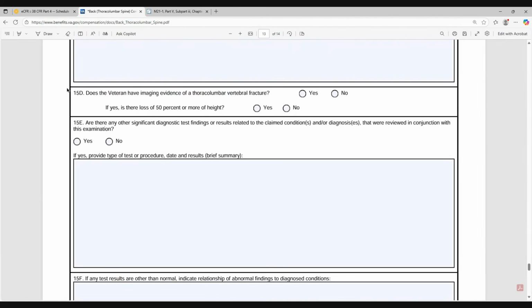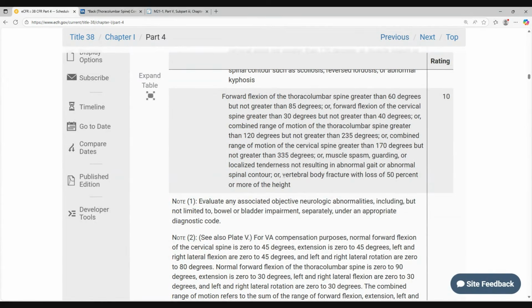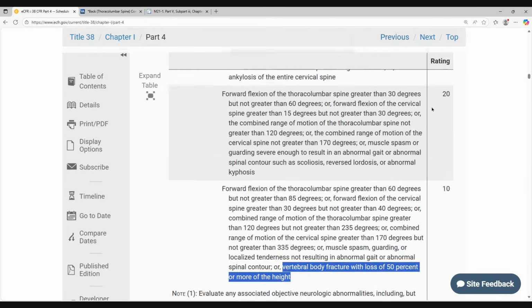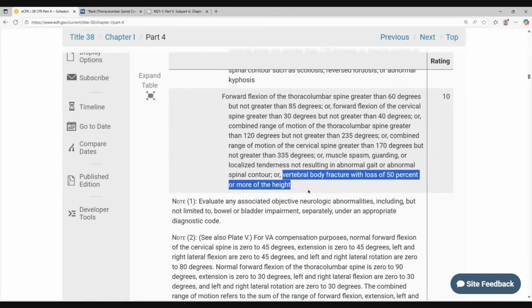This one right here, if you remember, 15D is the question that gets asked for 10% for this one. Which I find to be odd, that a vertebral fracture with loss of 50% or more of your height is only 10%. Like that would be crazy. I don't think it's height of the overall person. It might be height of the vertebral body, where the vertebra is half as big as what it was, because I can't foresee. Yeah, that's what I'm going to go with, because it would be a science fiction horror movie if that was true.